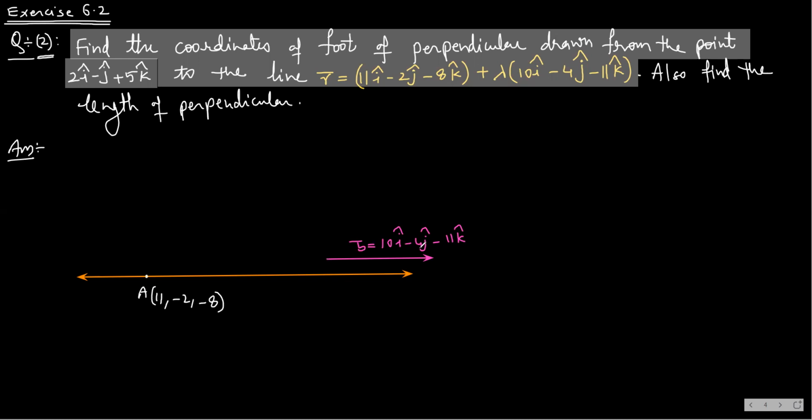So r bar equals a bar plus lambda b bar. I have written b bar and I have written the coordinates. This is point P. The coordinates are 2, minus 1 and 5. What I have to get? I have to get the foot of the perpendicular. That is, I have to get M. See, I have to get the coordinates of this point, which is M. This is the foot of the perpendicular. See, I write here the DRs of the line. The DRs of line are 10, minus 4, minus 11. These are the DRs.